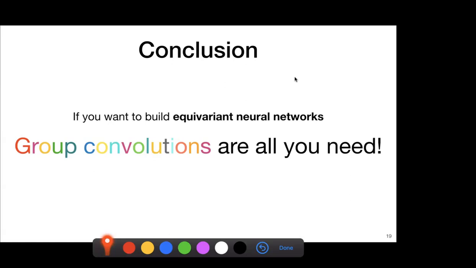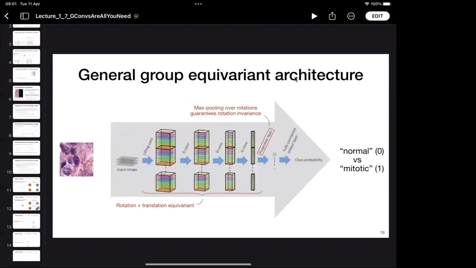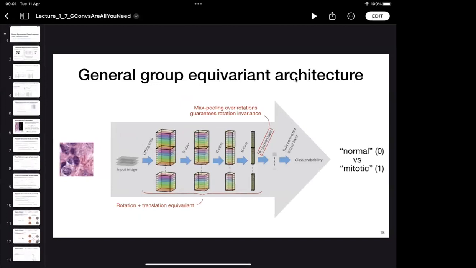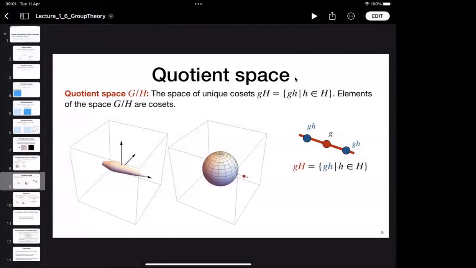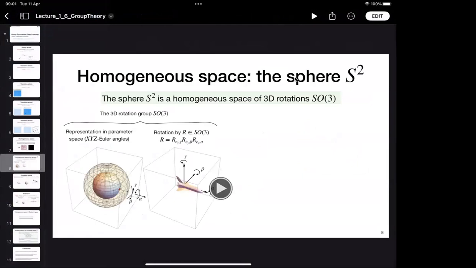Can you repeat again exactly the definition of the symbol, like the division? So SO3 divided by SO2 equals S2. This quotient structure? Yeah.